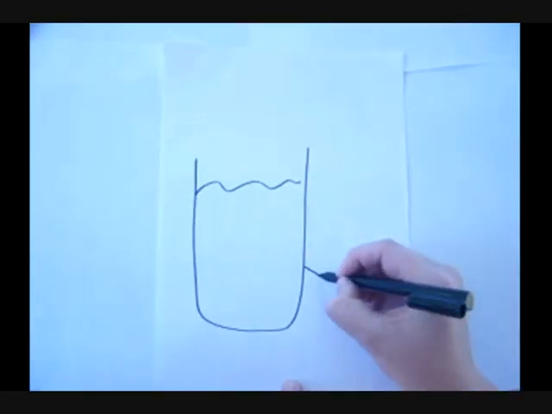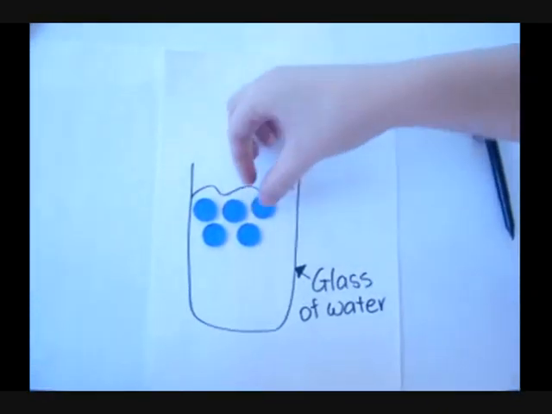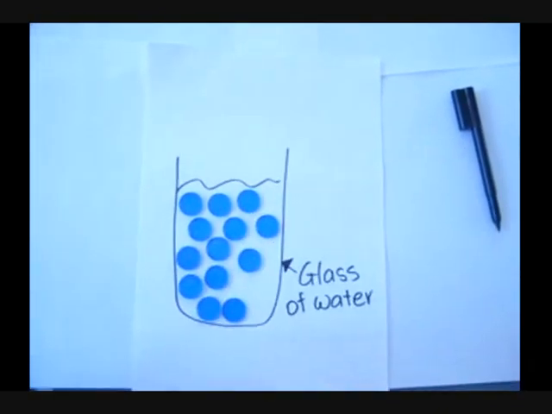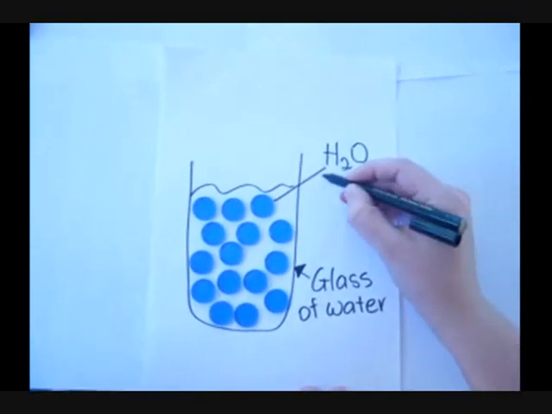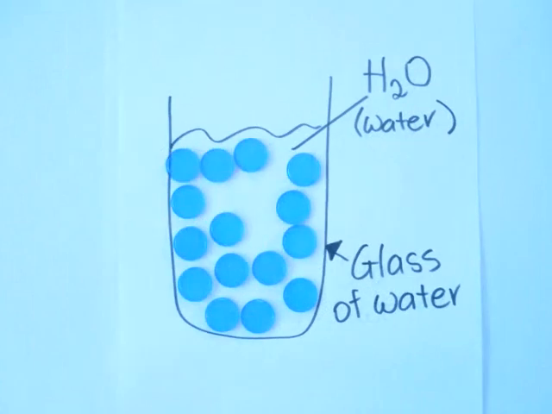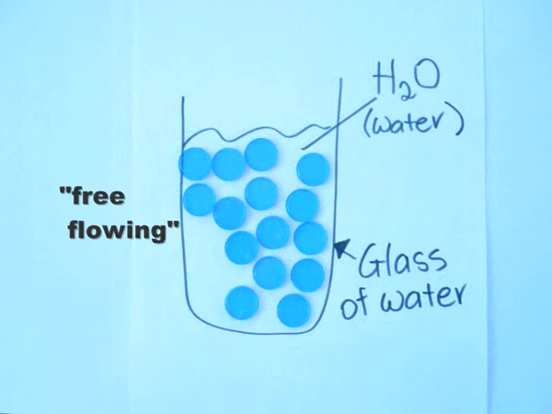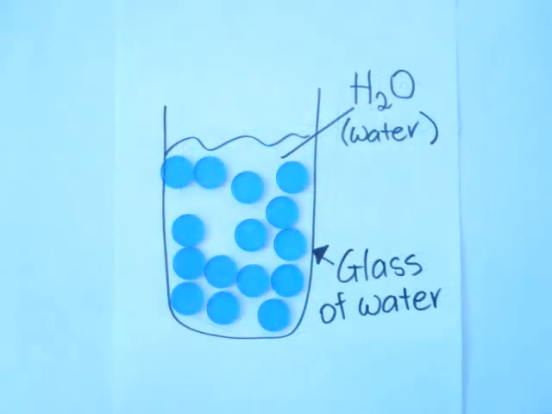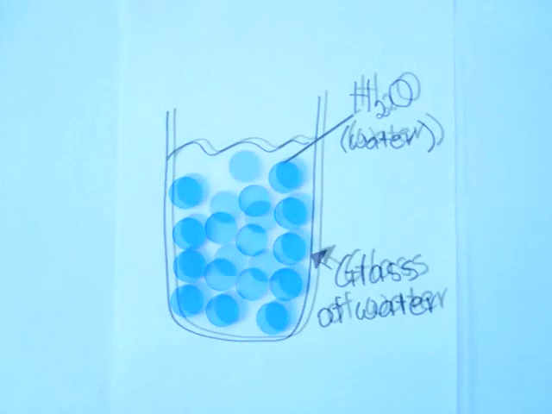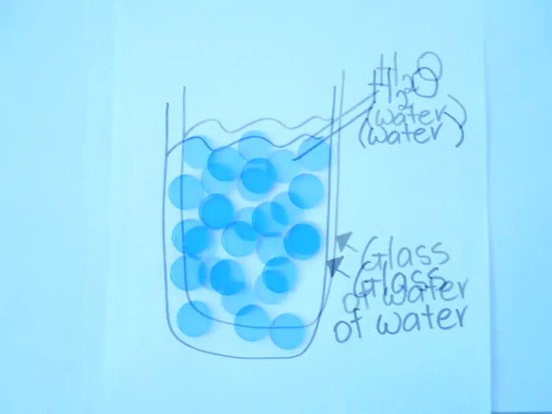What is water? Water is a liquid made of particles called H2O. I'll use blue to represent water as a liquid form. When water is a liquid, the particles are loose and what we call free-flowing. This means the particles can move about. Though the H2O particles can move, they stay together in a group because of an attraction. This is why the H2O particles don't float away.